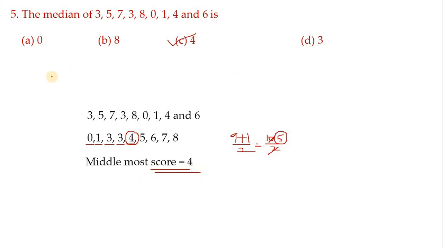So 4 we can find in C. So C is the correct option. Children, I repeat again. When there is an odd number of scores, use the n plus 1 by 2th observation. When there is an even number of observations, in that case we want to use the formula n by 2th observation plus n plus 1 by 2th observation, over 2. Keep it in mind.